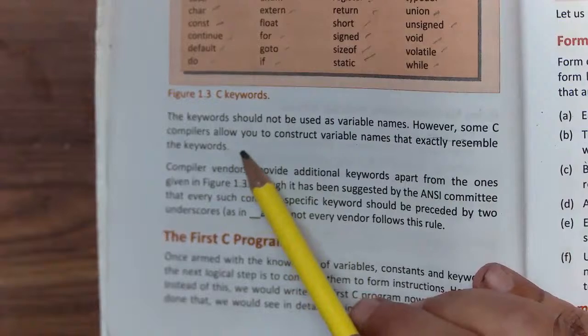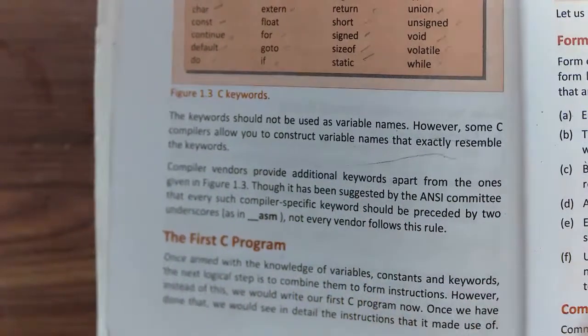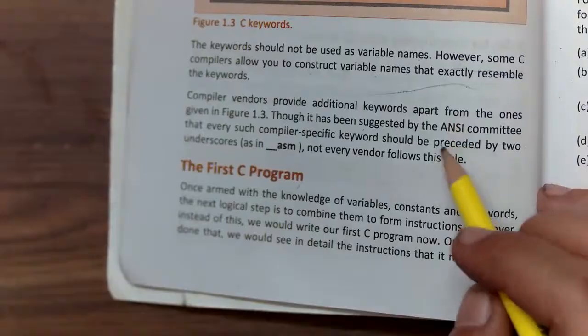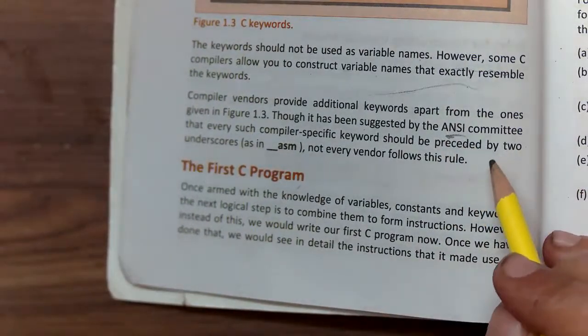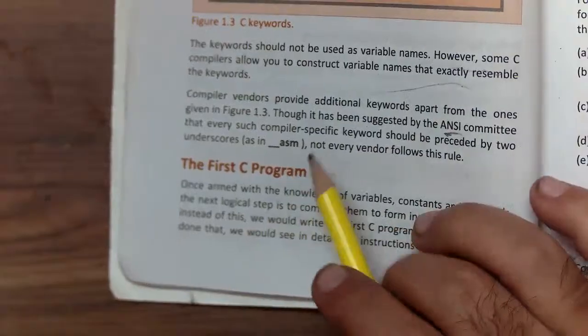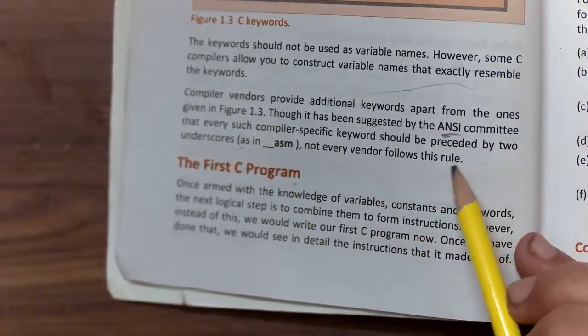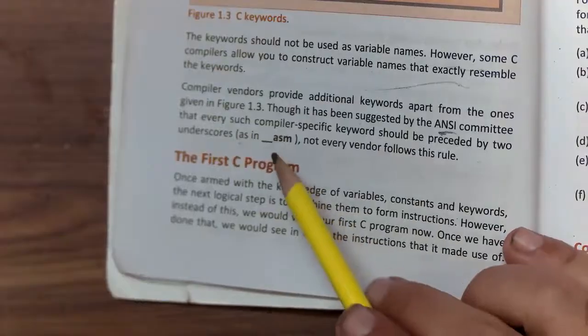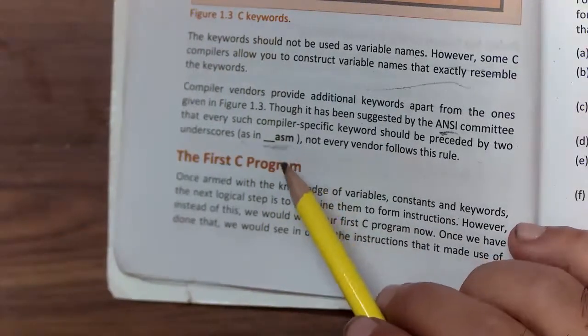However, some C compilers allow it, compiler vendors provide additional keywords. Okay. All of this is being regulated by the ANSI committee, whatever. Okay. Underscore keyword should be ASM. If you're writing some, it should be underscore ASM.